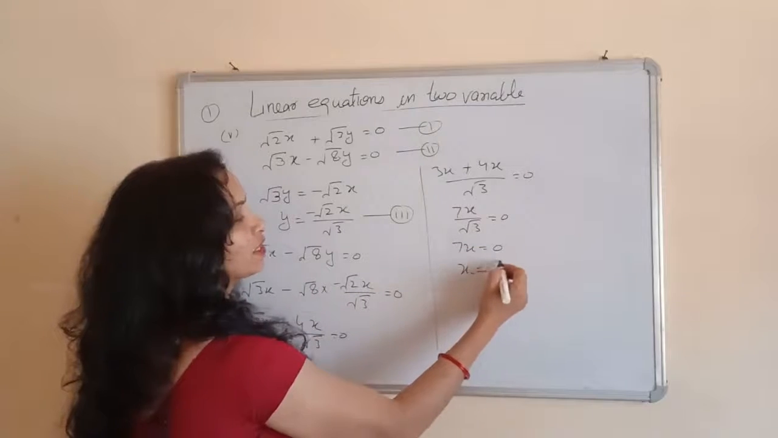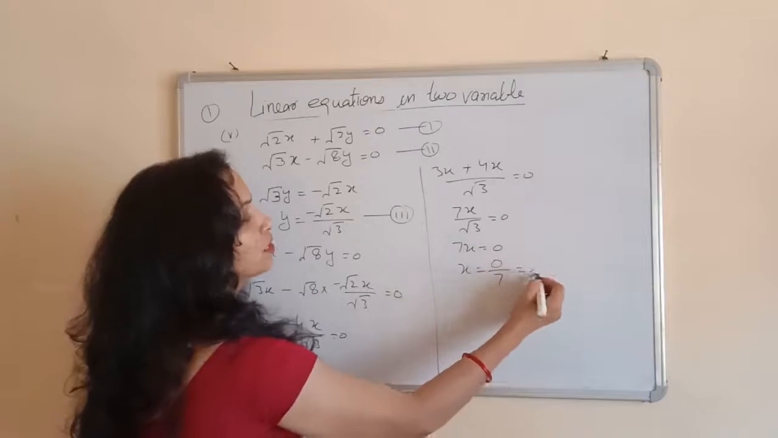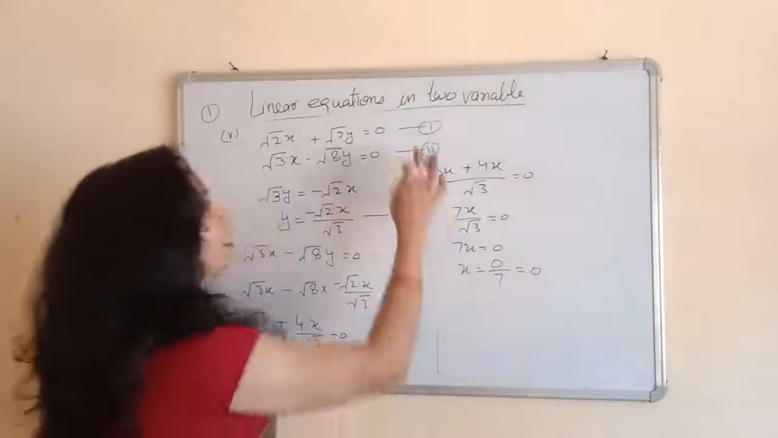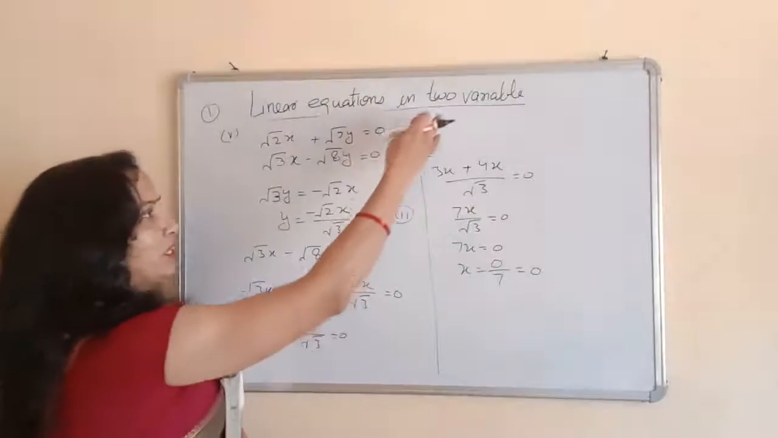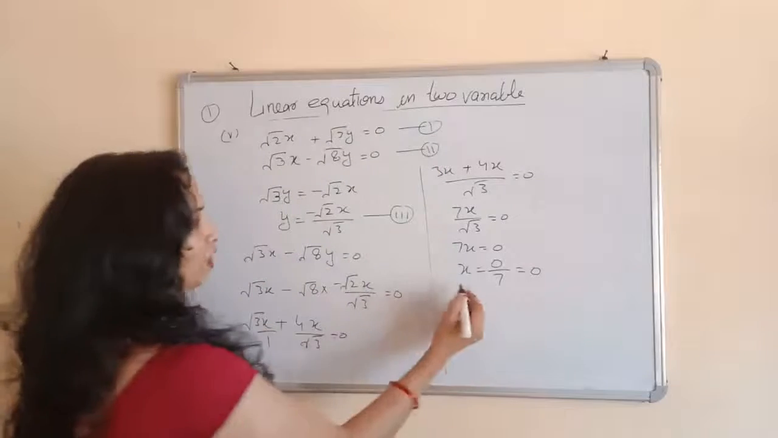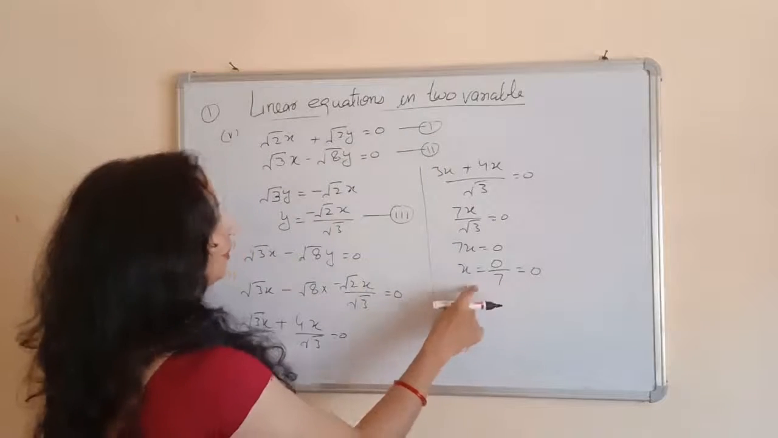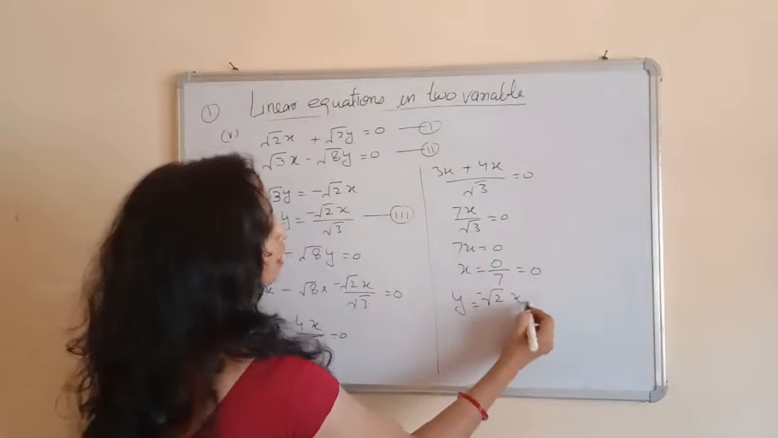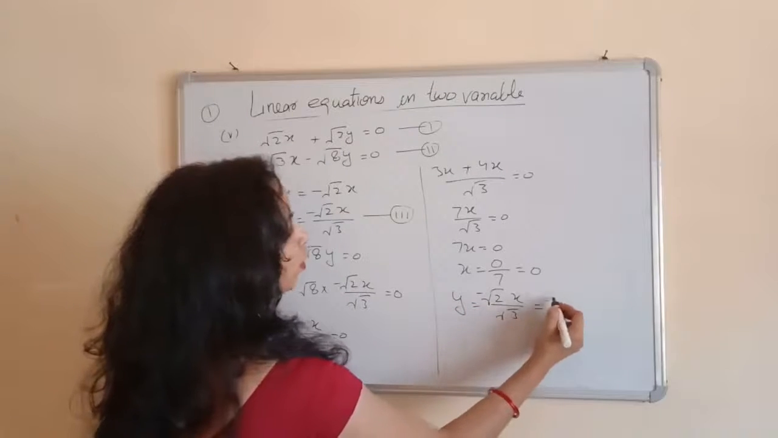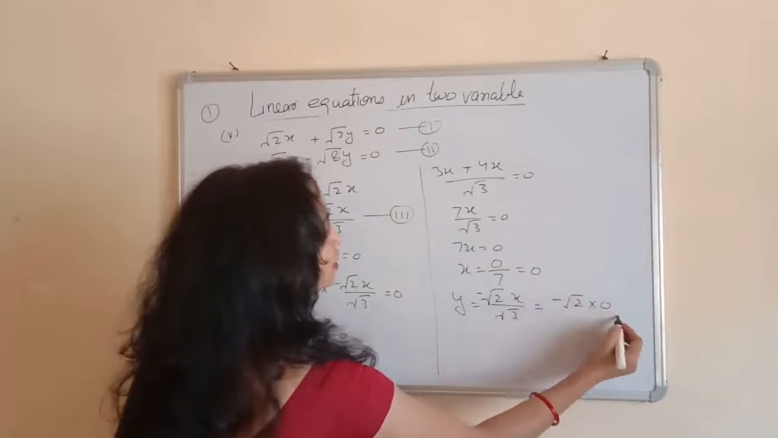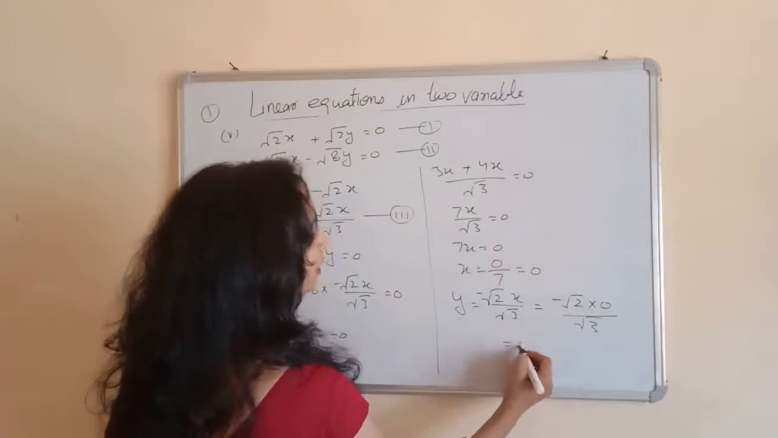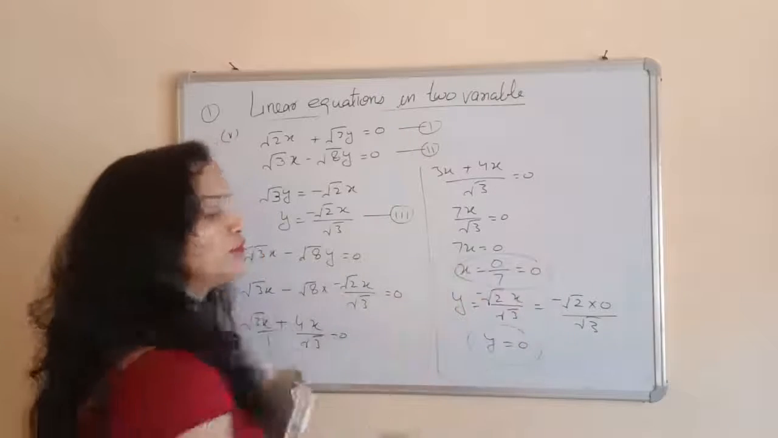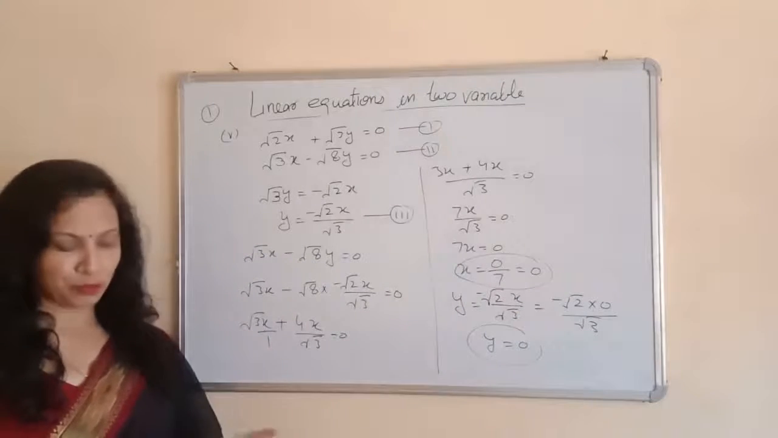And what is the value of x here? x is 0 upon 7, that is 0. So this is the value of x. Now you can put this value in either one of the equations, either 1, 2 or 3. So I am putting this value of x in equation second. y is equal to under root 2 upon root 3, with a minus sign. Now in place of x we will write 0. So the answer will be 0. So we got the values of x and y, both equal to 0. So this is called the substitution method.